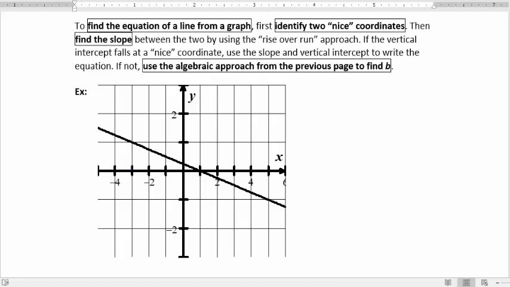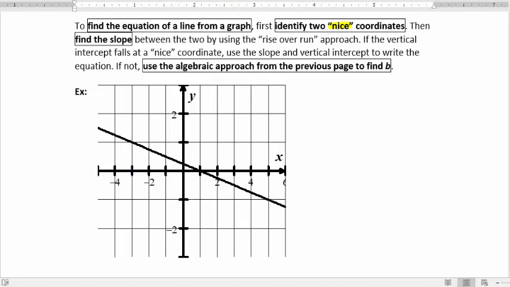We have already looked at finding the equation of lines given some information, like given the slope and the y-intercept, given the slope and a point, or given two separate points. Now we can actually find the equation of a line from a graph. So the first thing that we really have to do in this case is identify what I call nice coordinates.